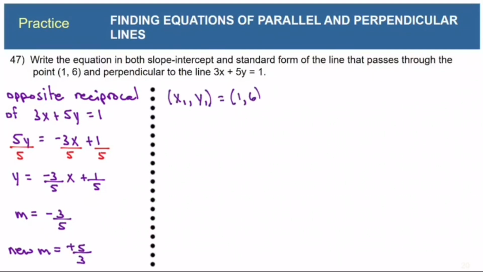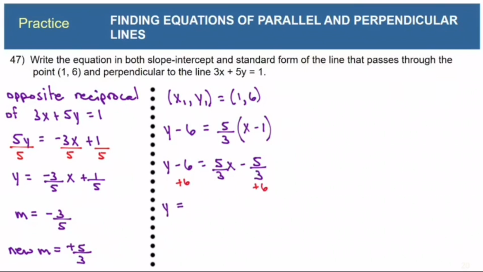Okay, now I'll be using the point slope formula with the point that they gave us and my new slope of 5/3. So y minus the y that we know equals m times x minus the x that we know. Let's go ahead and distribute the 5/3, and let's go ahead and add 6 to both sides.